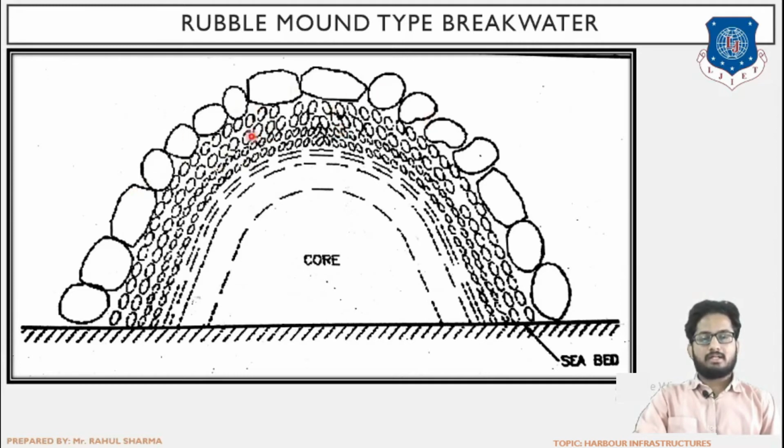So they might not do the main function of a breakwater, that is dissipation of energy, but they act as a base layer, a supportive layer for the topmost layer. So that is the intermediate layer. It will protect the core or the soil.